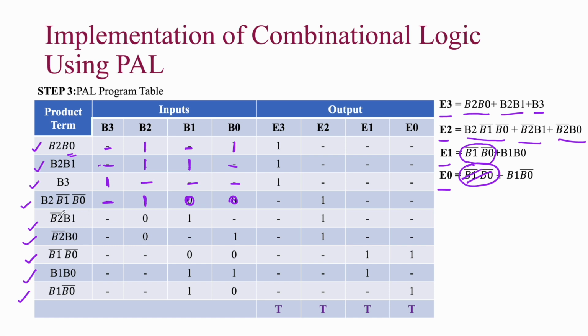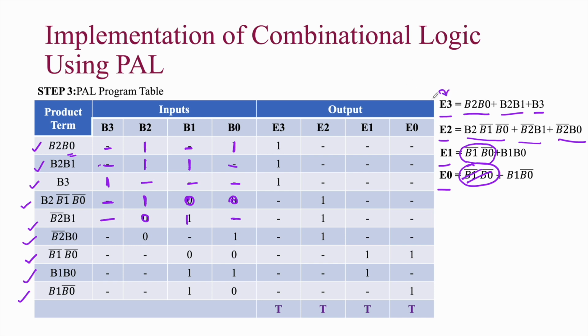Similarly, B2 bar is in its complement form, so it is 0. B1 is as such, therefore 1, and the rest of the variables are not there, so let us mark them with a hyphen. In the same way we have to do the rest of these product terms. We have to map it based on the input variables available in the product term, whether they are as such or in complemented form. And now we have to jump into the output table. So now let us map it. What are all the product terms that E3 has?